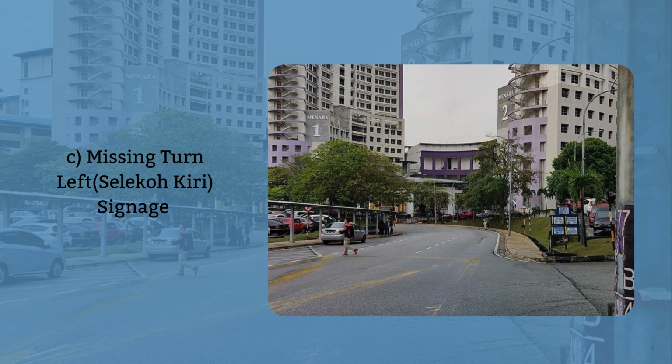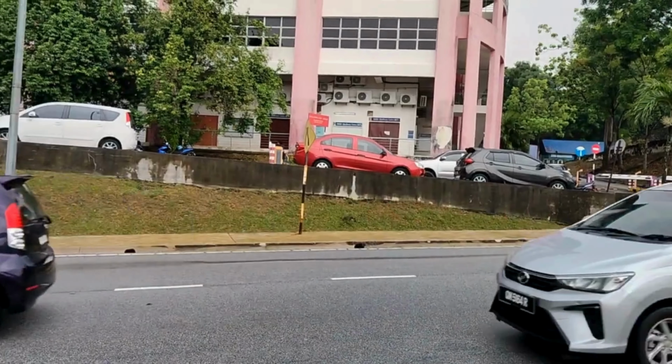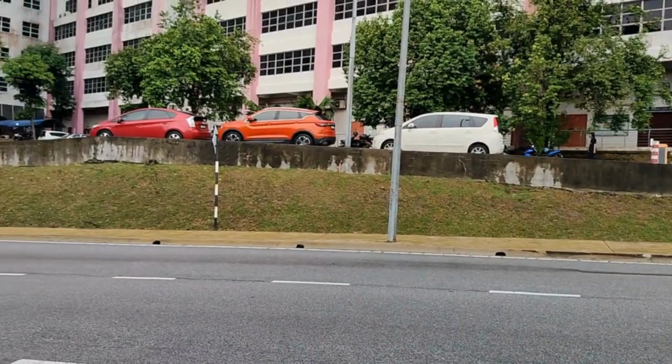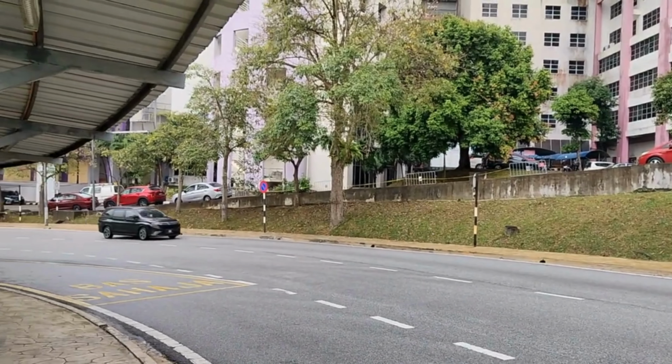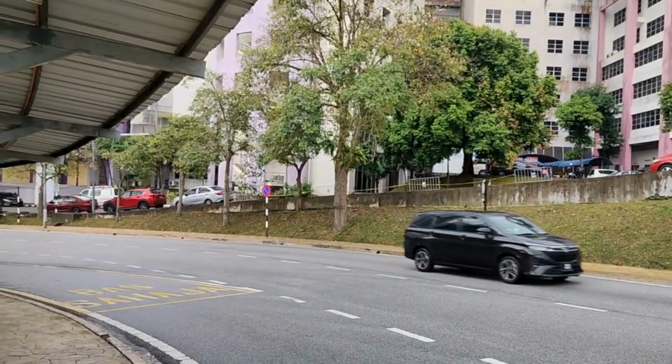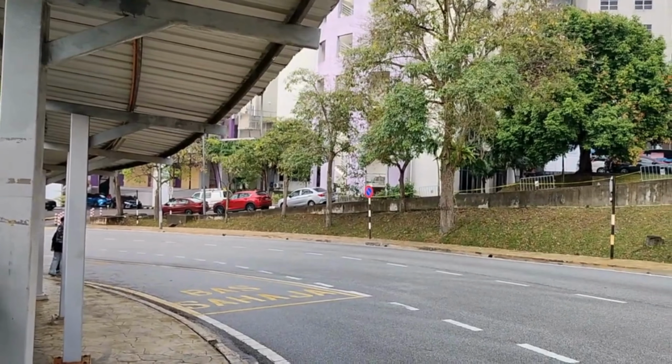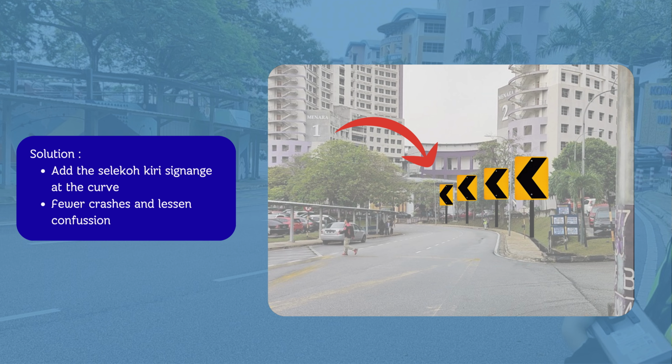The third problem is the missing left turn signage at the curve. This can cause confusion for drivers, especially during the night. A driver who is unfamiliar with the area might assume it is a general lane for going straight or turning right. Sudden lane changes or unexpected moves increase the risk of hitting other cars in adjacent lanes. For the solution, we can add signage at the curve. It is very beneficial, especially during the night. Safe roads with fewer crashes and less confusion will be there.